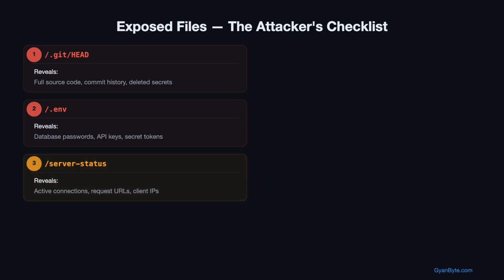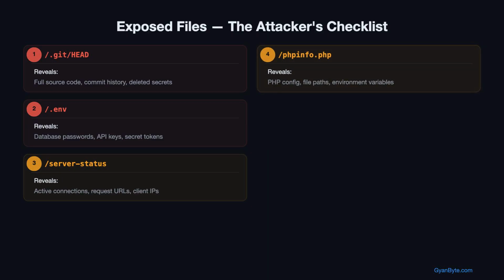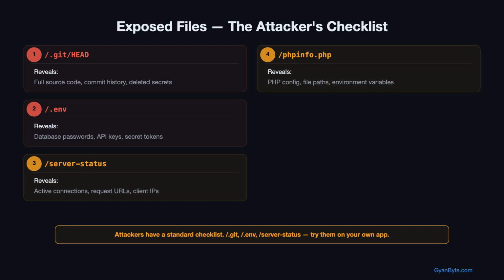/server-status. Apache's built-in status page shows active connections, request URLs, client IPs, enabled by default in many setups. /phpinfo shows every PHP configuration value, file paths, loaded modules, environment variables. Great for developers, better for attackers.